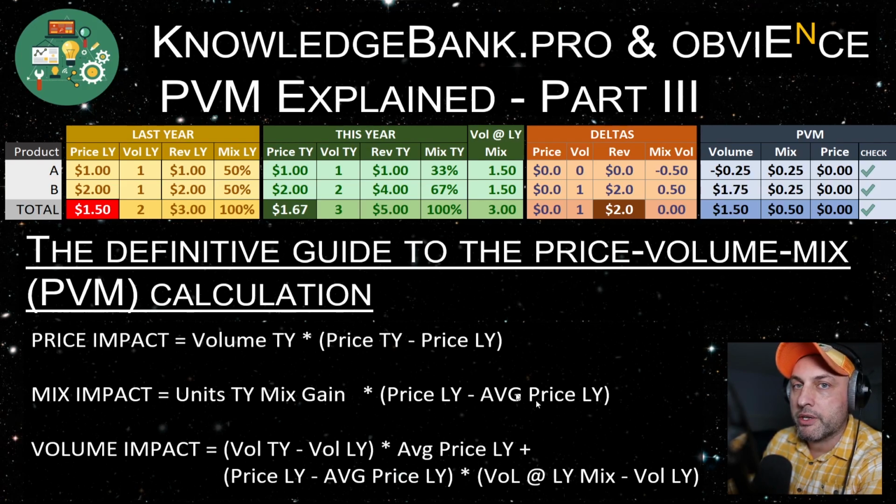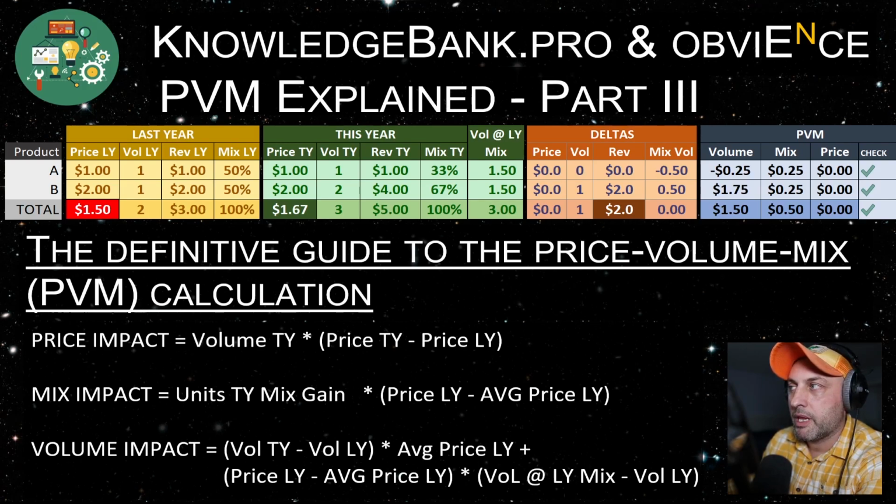We will drill more into this as we start looking into the Power BI report, and I will explain how that mix works. Overall, the mix calculation is very simple, right? As long as I know my units this year mix gain, multiply it by the difference between the price last year and the average price of the unit, and then add it all up, I'm going to get my mix impact. The volume impact is actually the trickiest calculation.